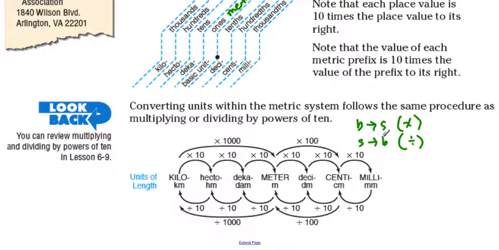Okay, big to small, you multiply; small to big, you divide. Let's take a look at the example and see how this works. Remember this before we continue with example number 1.